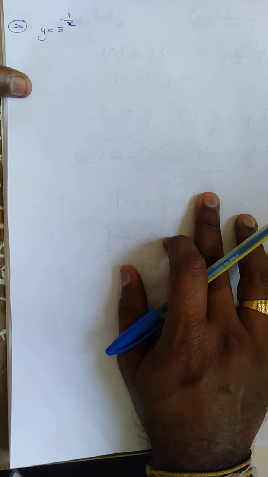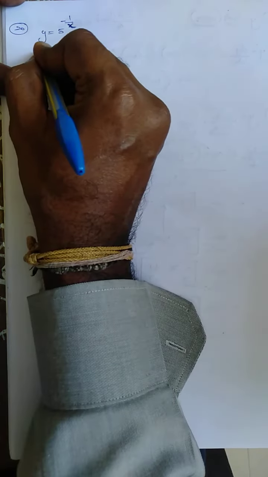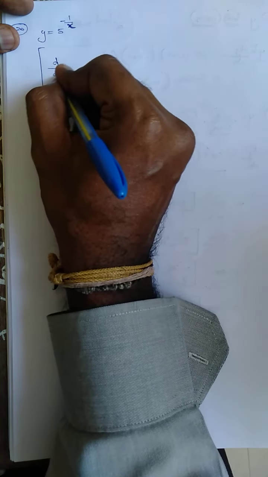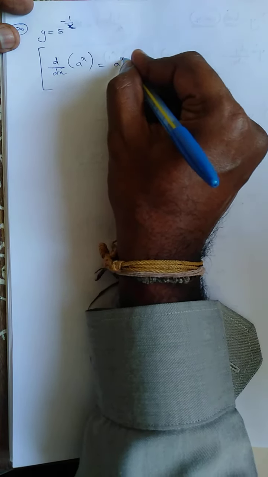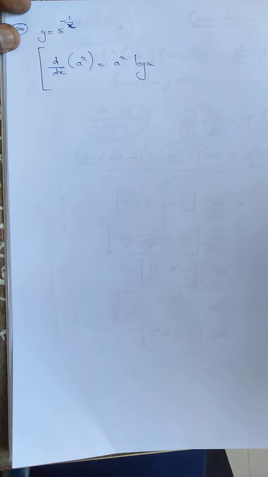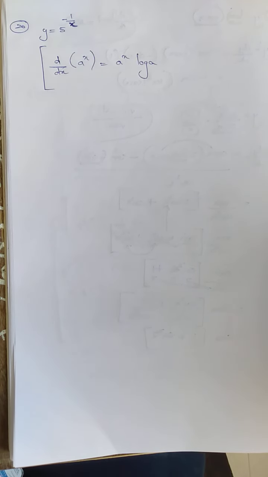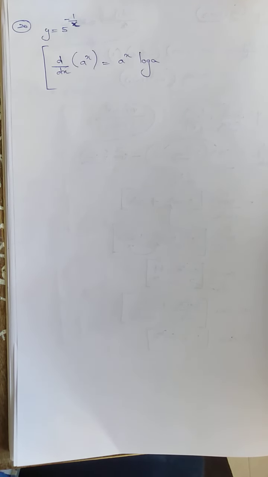One of the important sums, y is equal to 5 power of minus 1 by x. So for this we need to write one formula. I told you the formula also. d by dx of a power x is equal to a power x into log a. This is the formula, a power x into log a. This sum you can do by taking log on both sides also. But instead of taking log on both sides, I am going to use this formula, because in the next exercise we are going to see taking log on both sides only. So we use this formula and derive this sum.